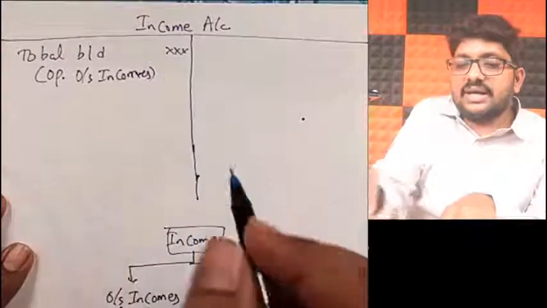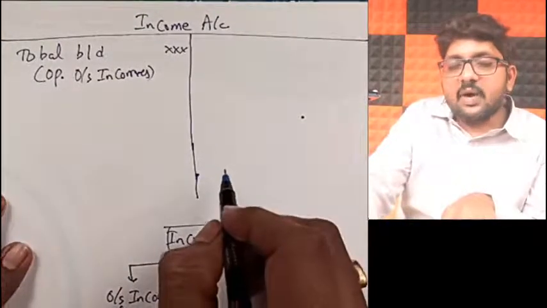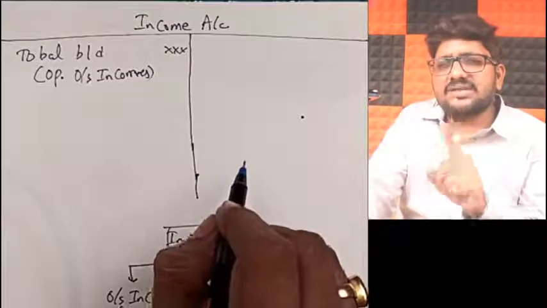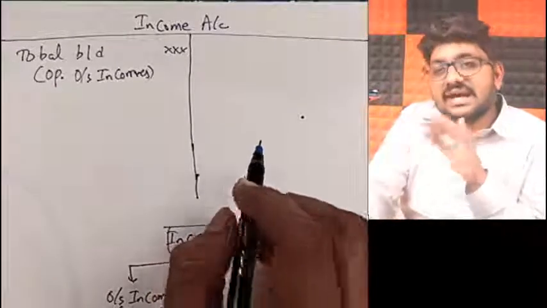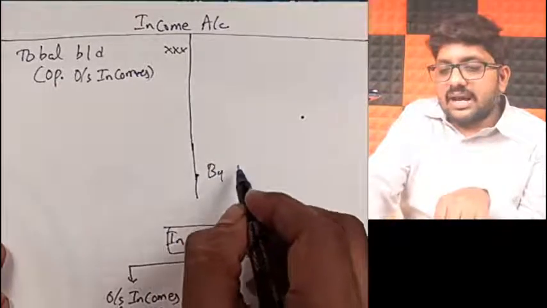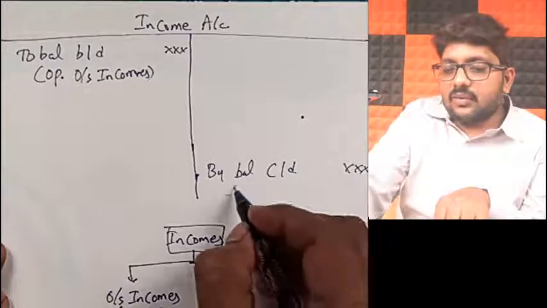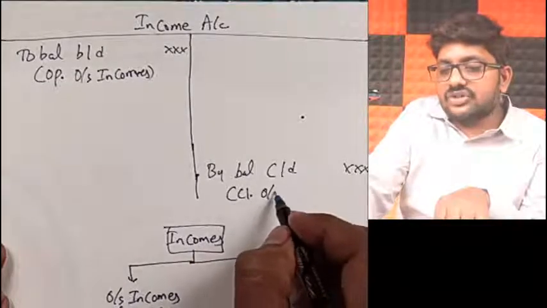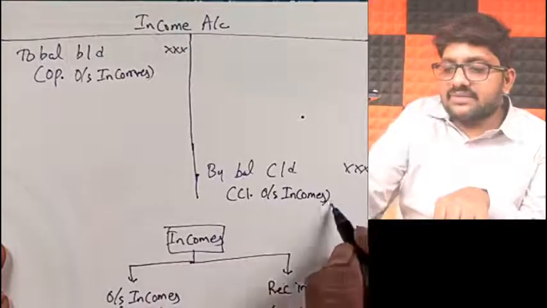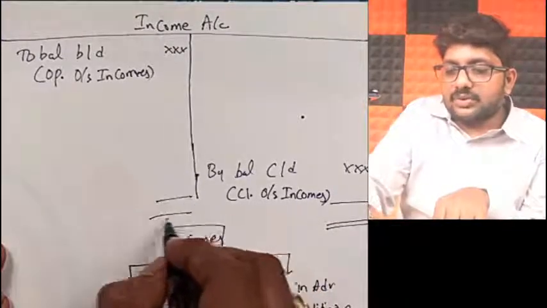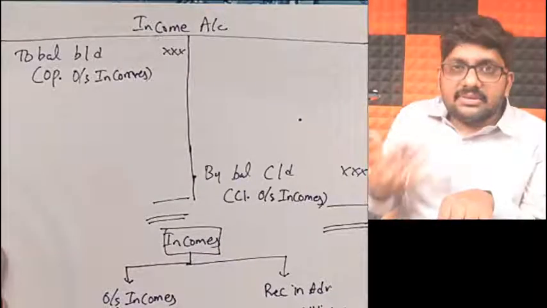Similarly, if I have closing outstanding incomes, outstanding incomes is a part of assets. Assets means debit balance. Debit balance means the opening balance will be on the debit side, and the closing balance will be on the credit side, the opposite side. So 'By balance carried down'. What is this? Closing outstanding incomes I will have.